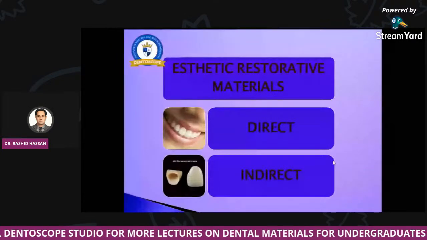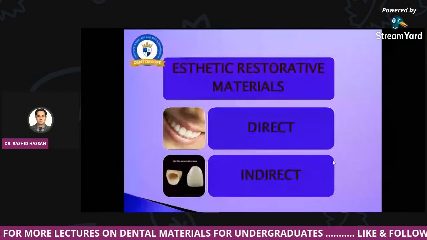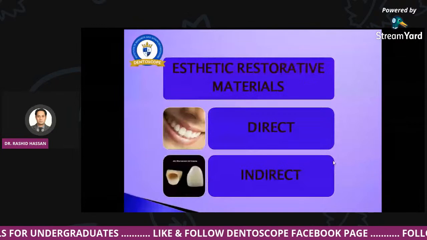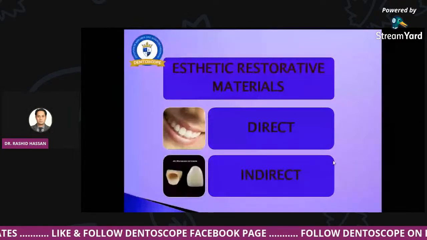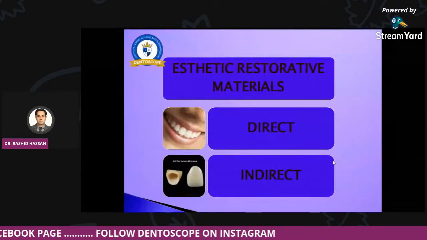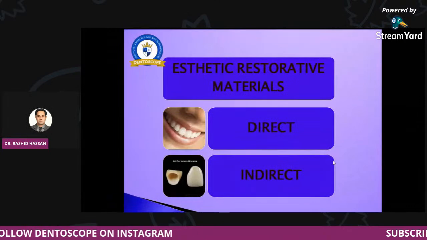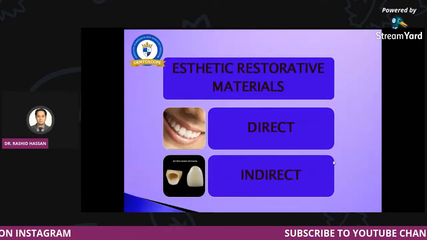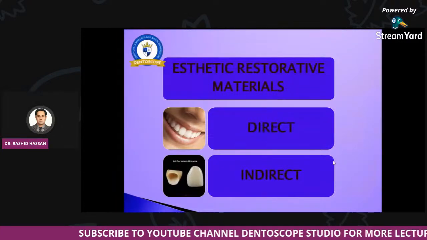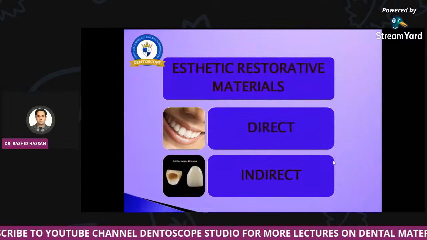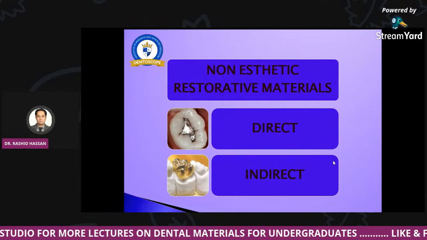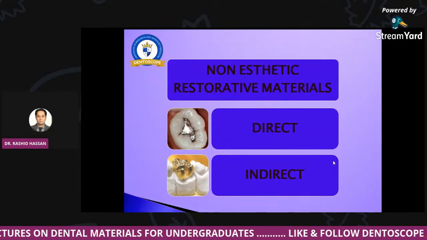Well, examples are quite clear in the direct aesthetic restorative materials. Dental composites and glass ionomer cement are direct aesthetic restorative materials which are fabricated at the chair side, which are inserted into the patient's mouth at the chair side. They are available in the dental surgery. And the indirect aesthetic restorative materials are those which are fabricated by the dental lab, for example, all ceramic crowns, etc.